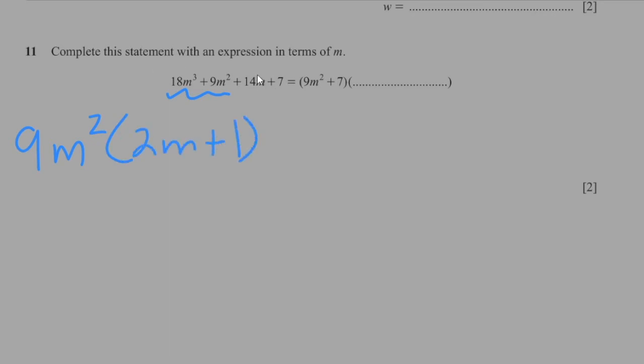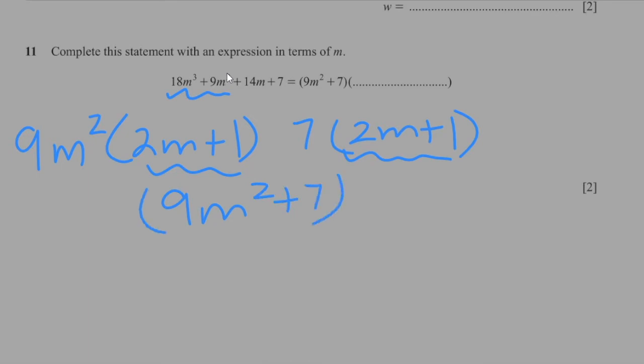Similarly, the second two values can be factorized in a similar method. So I take 7, which is common, out of the bracket, leaving 2m plus 1. So if you open up these brackets, you'd get the answer over here. And since 2m plus 1 and 2m plus 1 are common, you can write this as 9m squared plus 7 multiplied by 2m plus 1. So this one's already written in the question, which means the remaining is 2m plus 1.